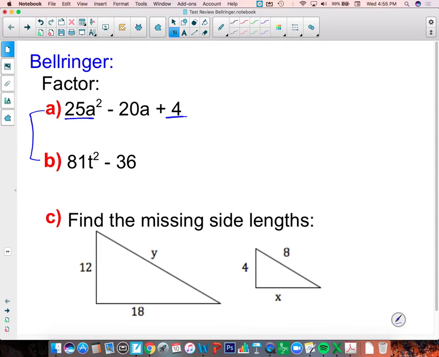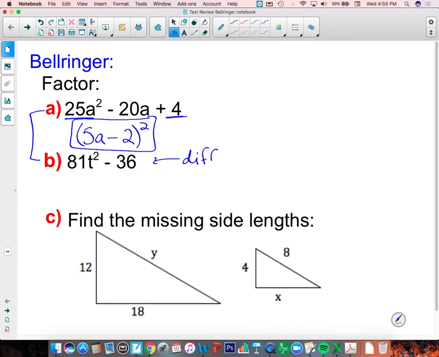So what's the square root of 25? That's a 5. So we're going to have a 5a. And then what's the square root of 4? That's a 2. So we're going to have (5a - 2) squared. That's one of those patterns, okay? If you did the SMILE method way, you'll get the same thing. Okay? The second one here, this is also a pattern.